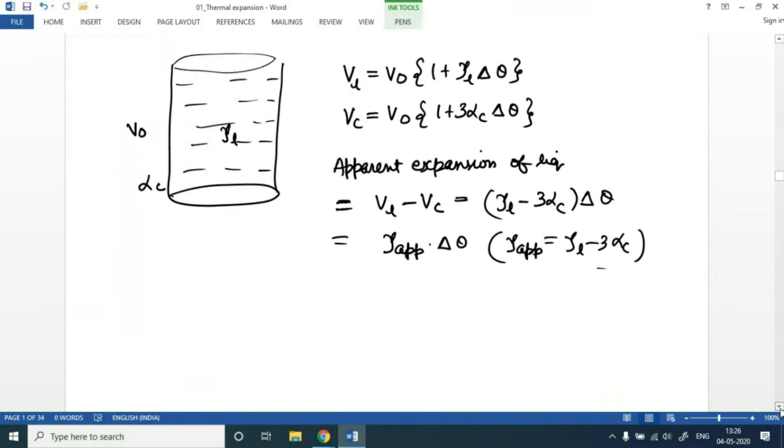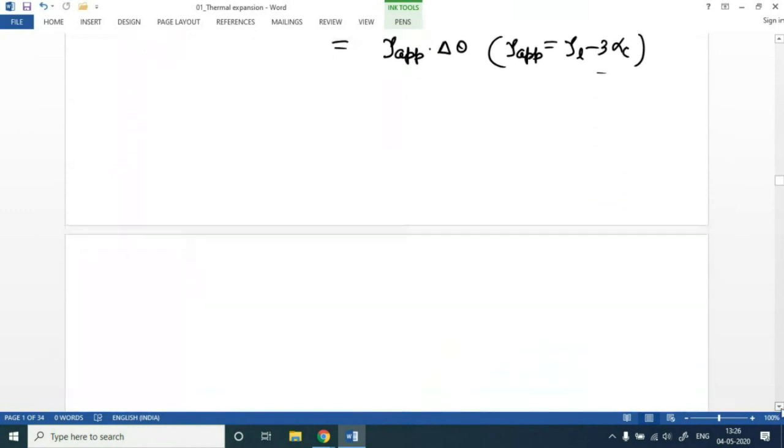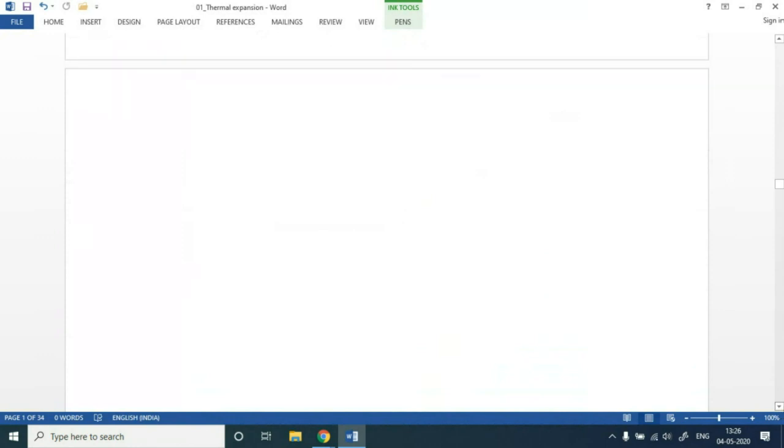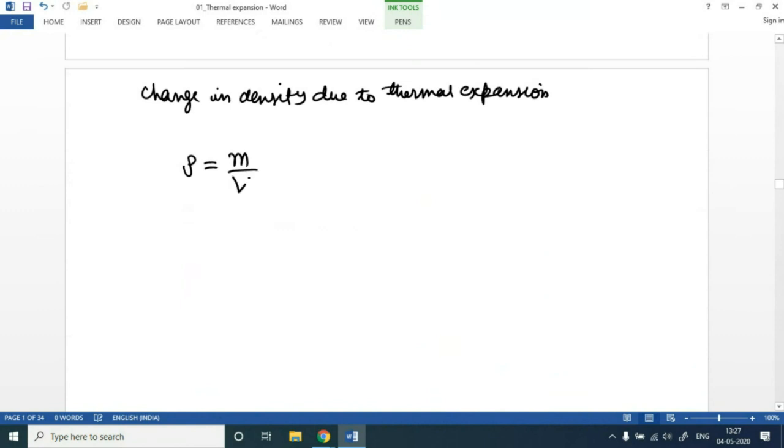Okay, and now due to change in volume of the solid, and mass remaining the same, there will be a change in density of the solid due to thermal expansion, and let's look at that aspect. So, change in density due to thermal expansion. Let's say we have a material whose mass is m and volume is v at some temperature theta. So rho is related to mass and volume like this: rho is equal to mass upon volume.